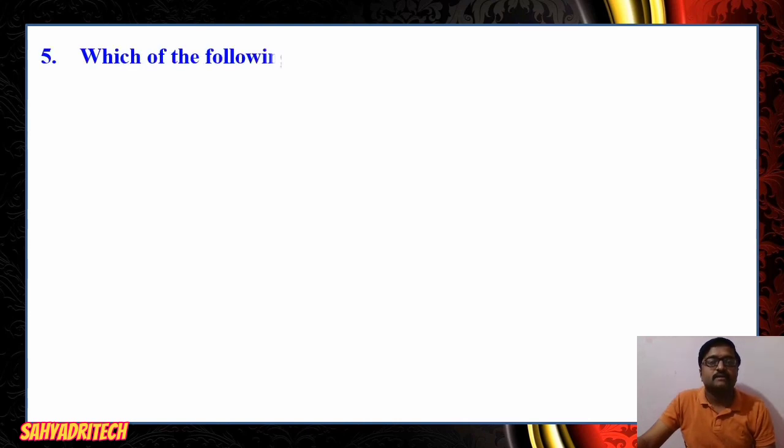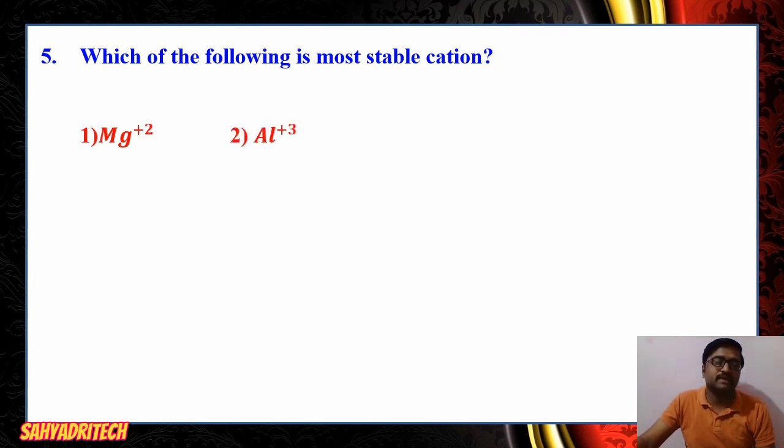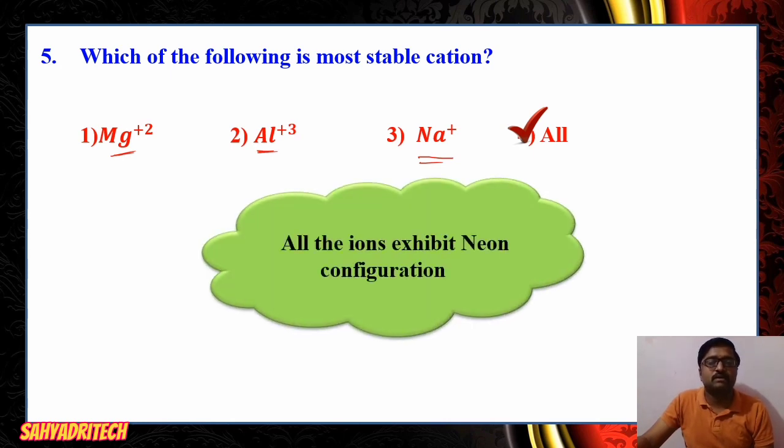So next one, which of the following is the most stable cation? They are asking the most stable cation. First one Mg2 plus, second Al3 plus, third Na plus, and fourth one all. So all these cations are stable in nature, right? Alkali metals monovalent, first group they are stable in +1, second group stable, and 13th group they are also stable, right? In +3 state. So all these ions exhibit neon configuration. Again, if you consider their electron configuration, they are going to end up with the noble gas configuration. Na plus 10 electrons, Al3 plus 10 electrons, Mg2 plus 10 electrons, which means they are going to have a neon configuration, a noble gas. Okay, yes.